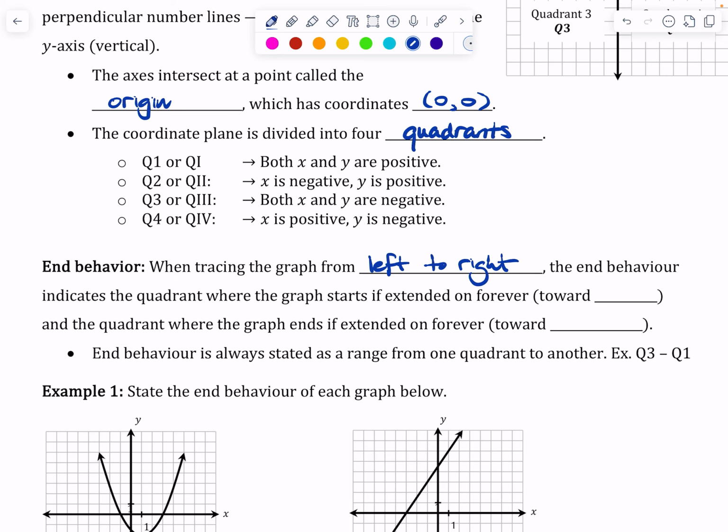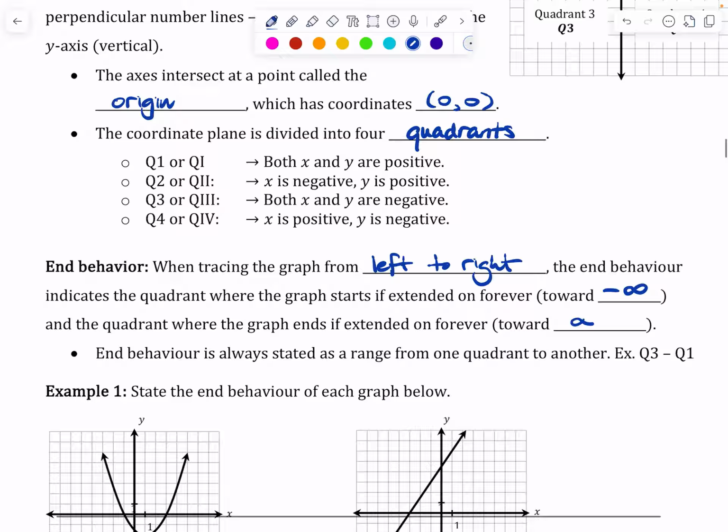So when we talk about end behavior, we're going to look at what it's doing on the very, very left. If this graph just went on forever and ever toward negative infinity, and then continue it on to the right side, follow it as it goes on forever and ever towards positive infinity. So as those x values change from left to right, from negative to positive infinity, what quadrants are we going from? So on the left end, where is it finishing? And on the right end, where is it finishing?